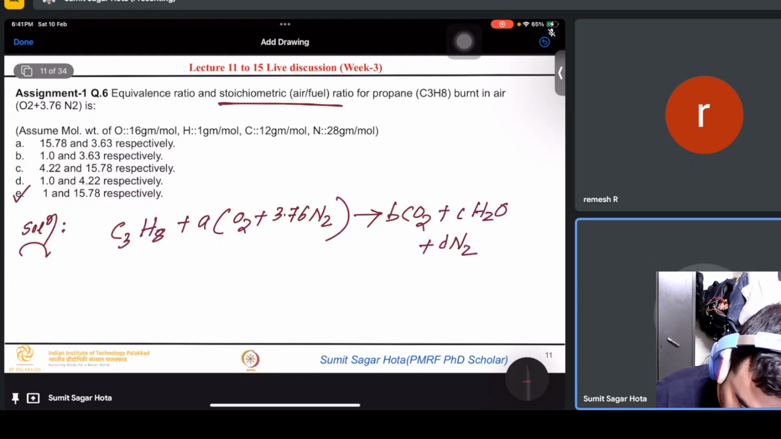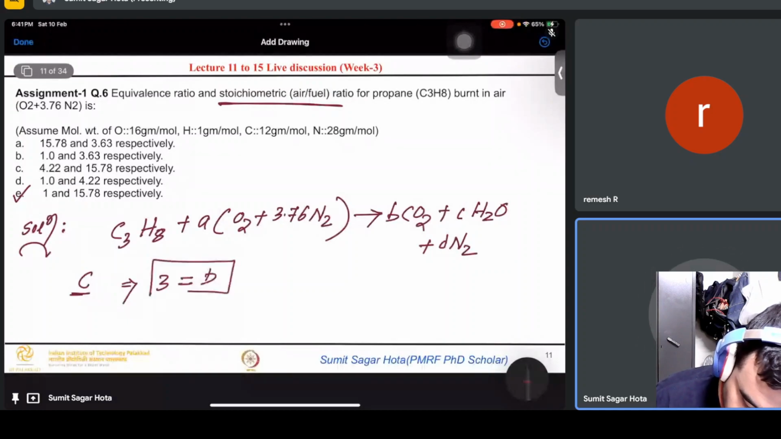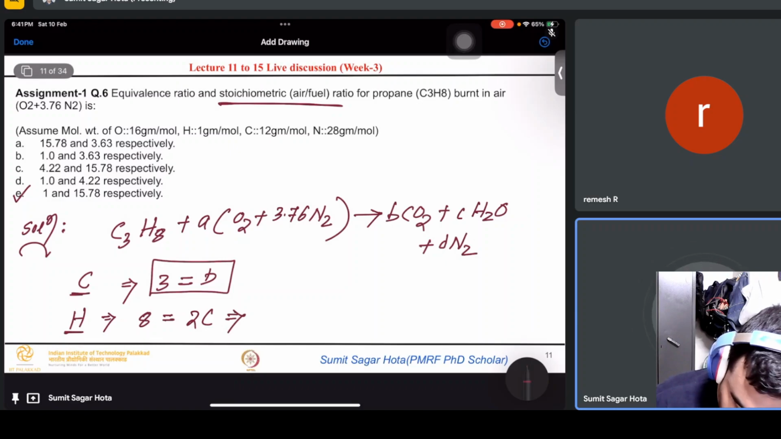So if we balance the carbon atom, the left hand side is 3 and the right hand side is B, so B equals 3, that is 3 for C3H8 and B for CO2. Balanced. Then if you see hydrogen atoms, in C3H8 it's 8, equal to 2C for H2O. So now what is C?